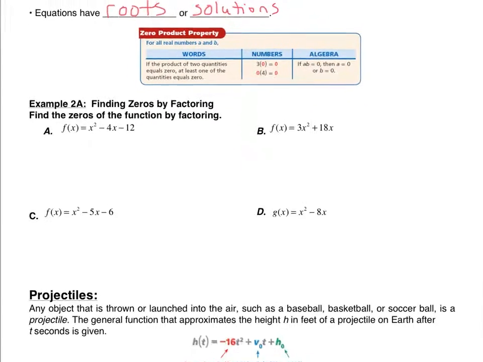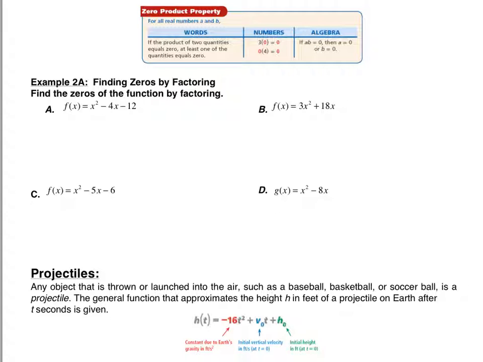Let's take a look at some of the examples. We have finding zeros by factoring, so we're going to find the zeros of the function. In our first example, we have x squared minus 4x minus 12, and if we factor, we know that it's x times x is x squared, and then two things that multiply to get -12 that add to get -4. So 6 and 2 multiply to get 12. We know because they multiply to get a negative, one is positive, one is negative. And then the middle number, negative, means the biggest one is negative. So x minus 6 and x plus 2.